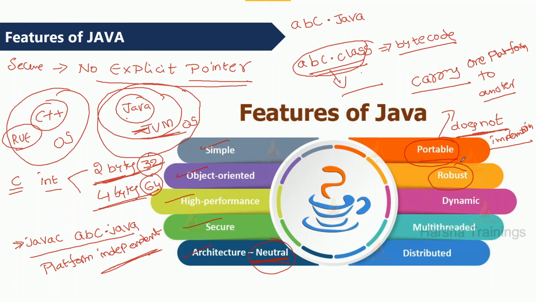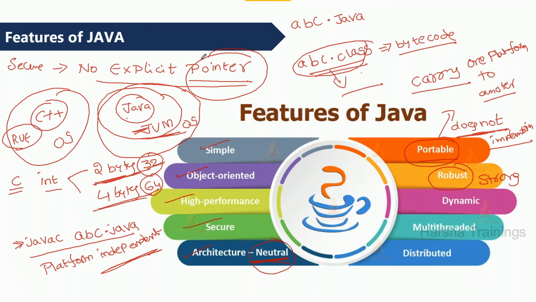Now, robust. The meaning of robust is also called strong. How can you say that Java is a strong language? Simple point: Java does not contain the concept of pointers. If it does not contain the concept of pointers, there is no problem of security.